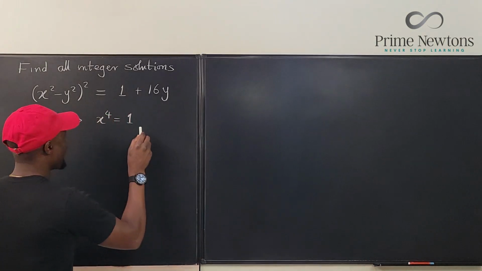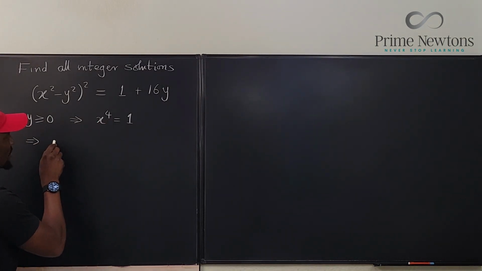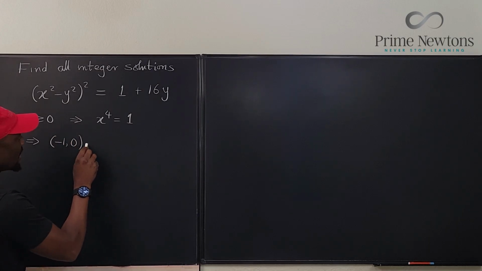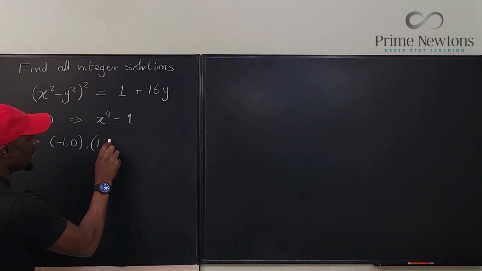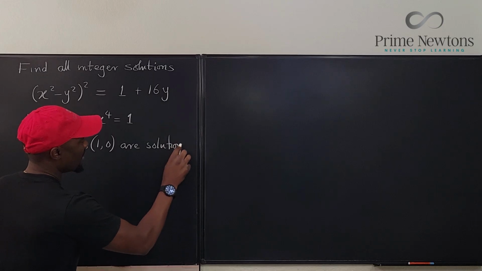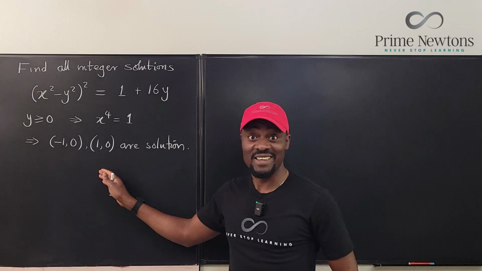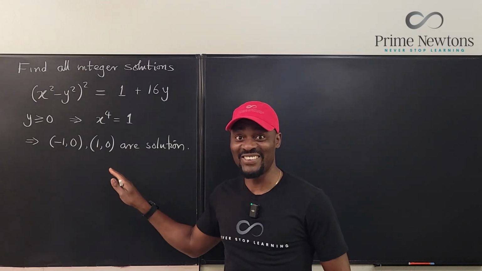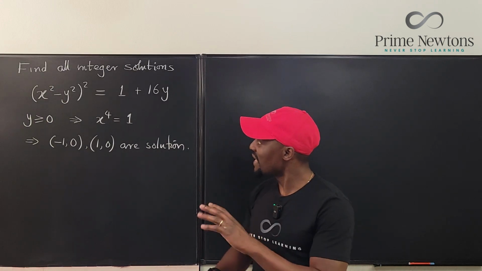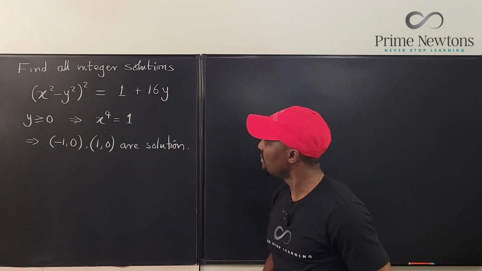Which implies that when x equals -1, 0 is a solution, and 1, 0 are solutions. Ha! If it was this easy, then it would not be in the Olympiad. Okay, so we found 2 solutions, but they said find all. So we have to keep thinking, and let's just figure out what can happen.